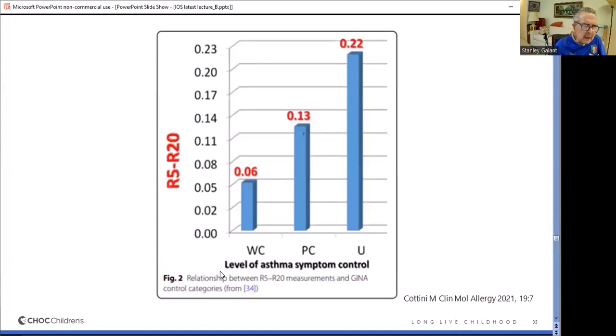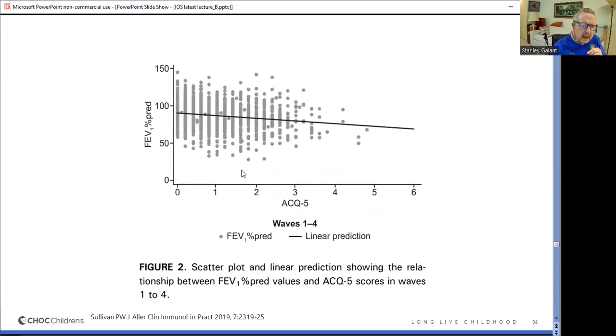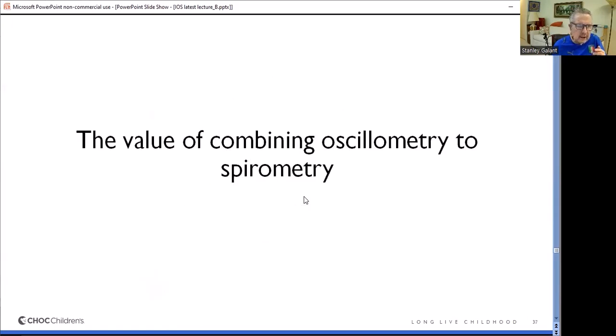Now, if one compares identification of asthma control and uncontrolled asthma with oscillometry, this particular study by Cutini in Italy, you can clearly show that patients that are well controlled have statistically lower levels of R5, R20, or less obstruction in peripheral airways compared to partially controlled and uncontrolled asthma. Very similar to our data. In contrast, using the FEV1 percent predicted and looking at ACQ, a measure of asthma control, there's virtually no correlation or very little correlation. This has been found in a number of studies.